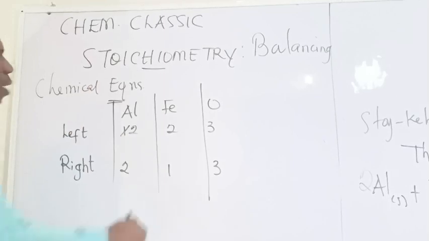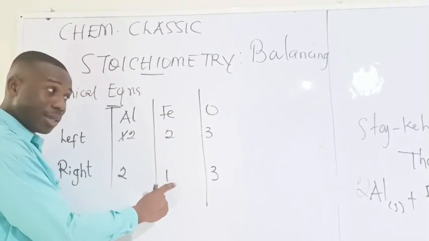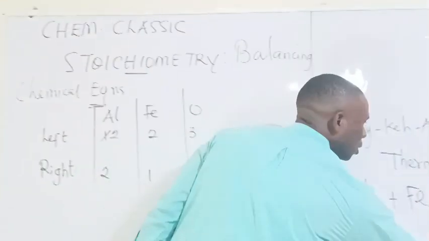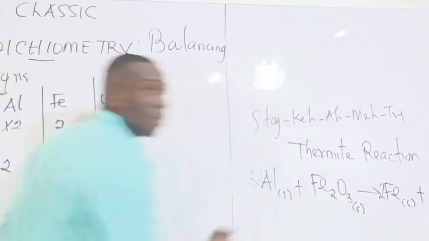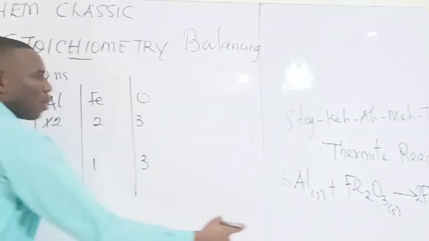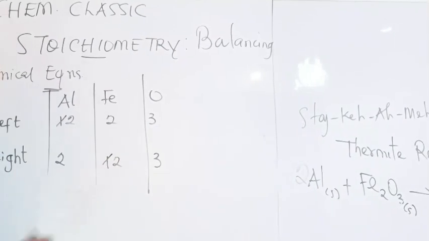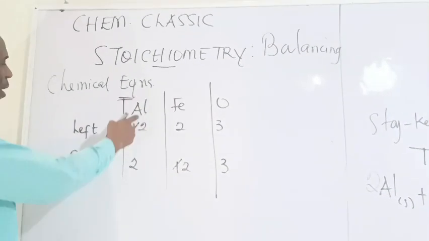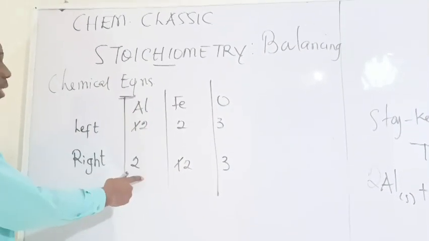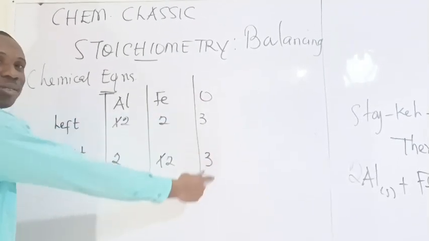Now we go to iron. Iron is 2 on the left but 1 on the right. So I have to make iron 2 on the right. So I will also insert a coefficient right here. Please note you don't stick in the numbers inside, it's always at the back. So now 1 times 2 makes iron 2 on the right side. Now clearly you see I have aluminum 2 on the left, 2 on the right. Iron 2 on the left, 2 on the right. Oxygen 3 on the left and 3 on the right.